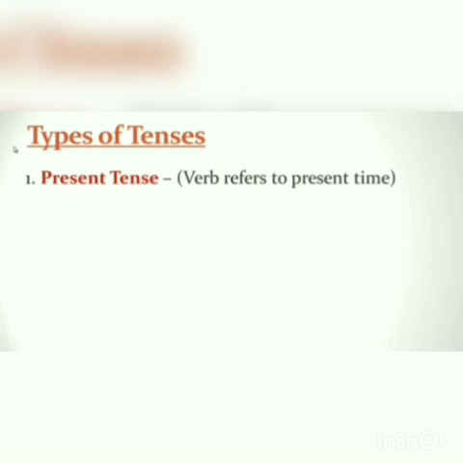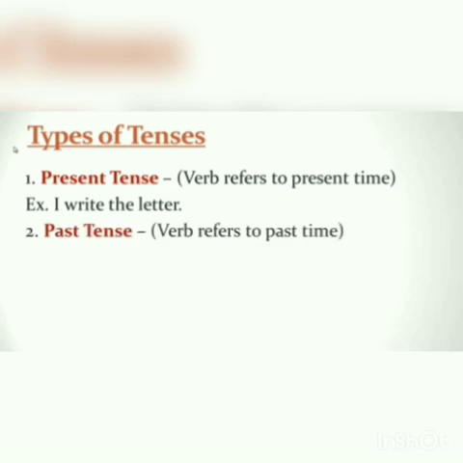Now let's see the types of tenses. How many types of tenses are there, children? Yes, three. Very good. So the first one is present tense. Verb refers to present time in present tense. Example, I write the letter. So children, here I write the letter. It is something that happened in the present time. And see, the verb is in the V1 form. Okay children, I hope it's clear for you.